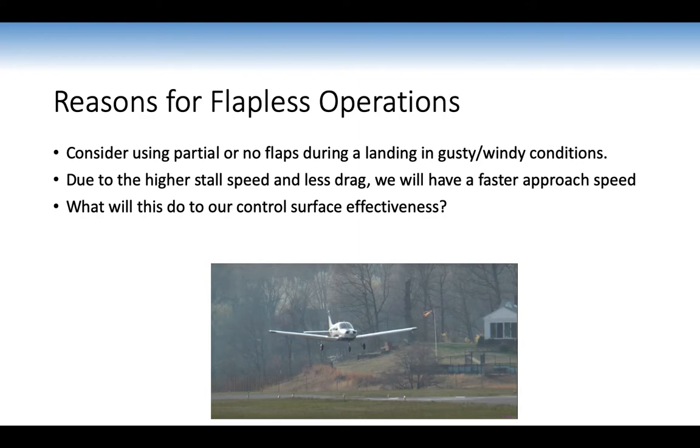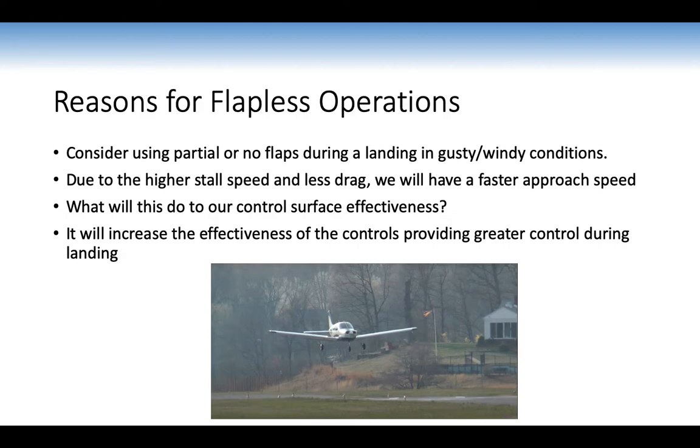Consider using partial or no flaps during a landing in gusty/windy conditions. This means there's less surface area for the wind to act through. Due to the higher stall speed and less drag, we will have a faster approach speed. So from our effective control lesson, what will this do to our control surface effectiveness? Well, it will increase the effectiveness of the controls, providing greater control during landing. So it makes it easier for the pilot to control during gusts or wind shear, wind blowing from different directions and different speeds. There might be sufficient crosswind in this lesson.